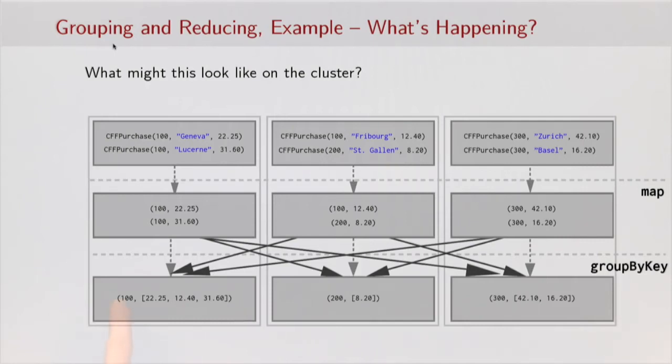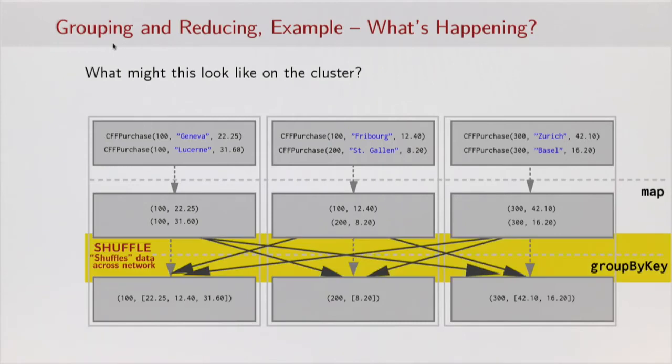So we put 100 on this node, 200 on this node, and 300 on that node. So then we move around all of the key value pairs so that all purchases by customer number 100 are on this node, and all purchases by customer number 200 are on this node, and all purchases by customer number 300 are on this node, and they're all in this value, which is a collection. This highlighted part here is where all of the data moves around on the network. This part of the operation is the shuffle.